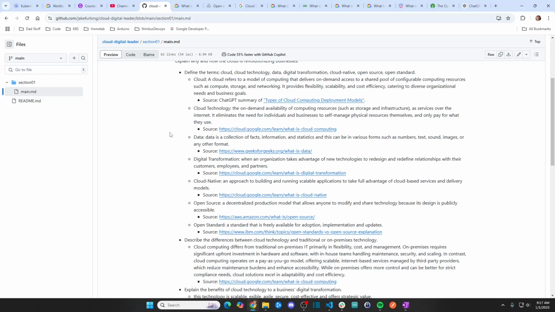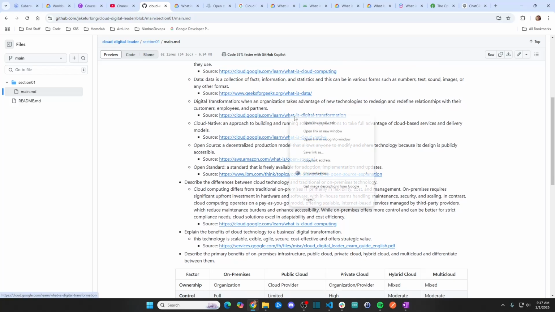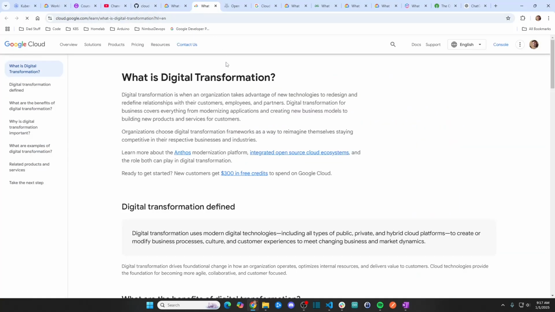Next up, we have digital transformation. When an organization takes advantage of new technologies to redesign and redefine relationships with their customers, employees, and partners, you're talking about digital transformation. GCP actually offers a What is Digital Transformation documentation, which again is referenced multiple times in this section, and I highly encourage you to read this in its entirety.